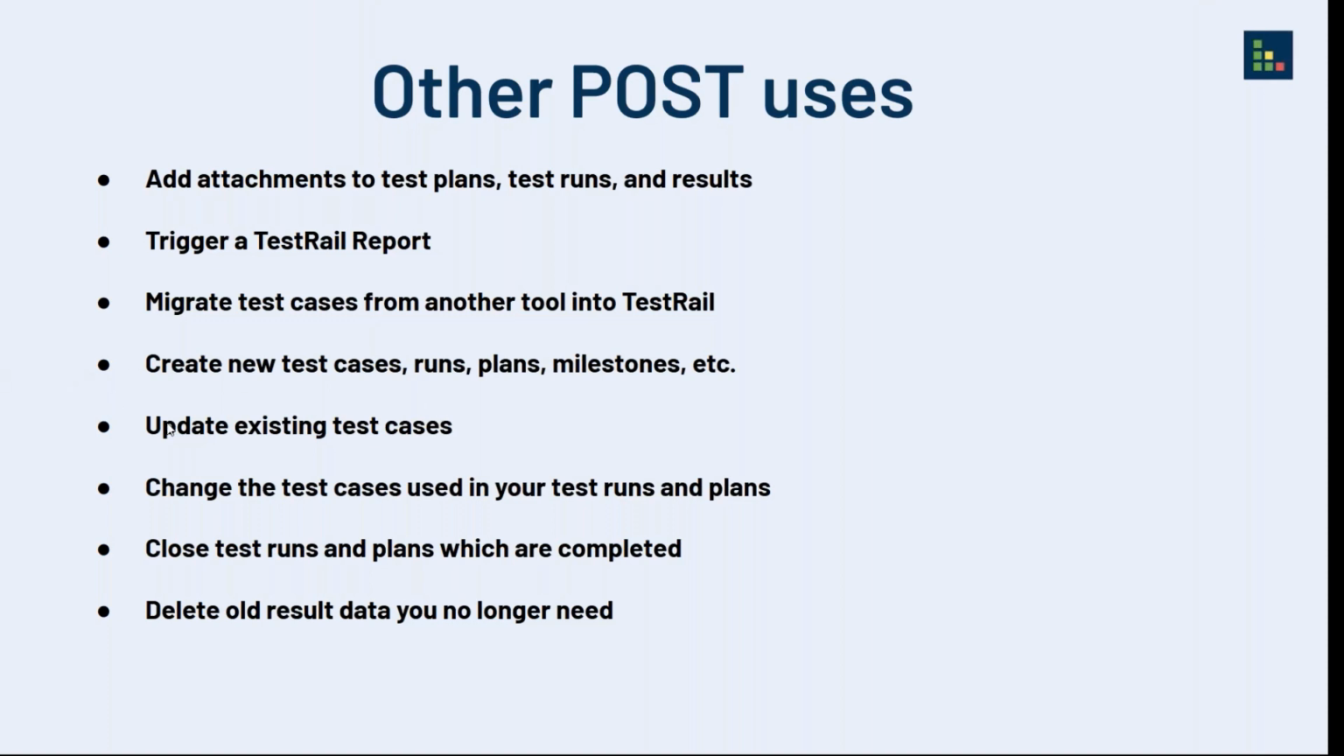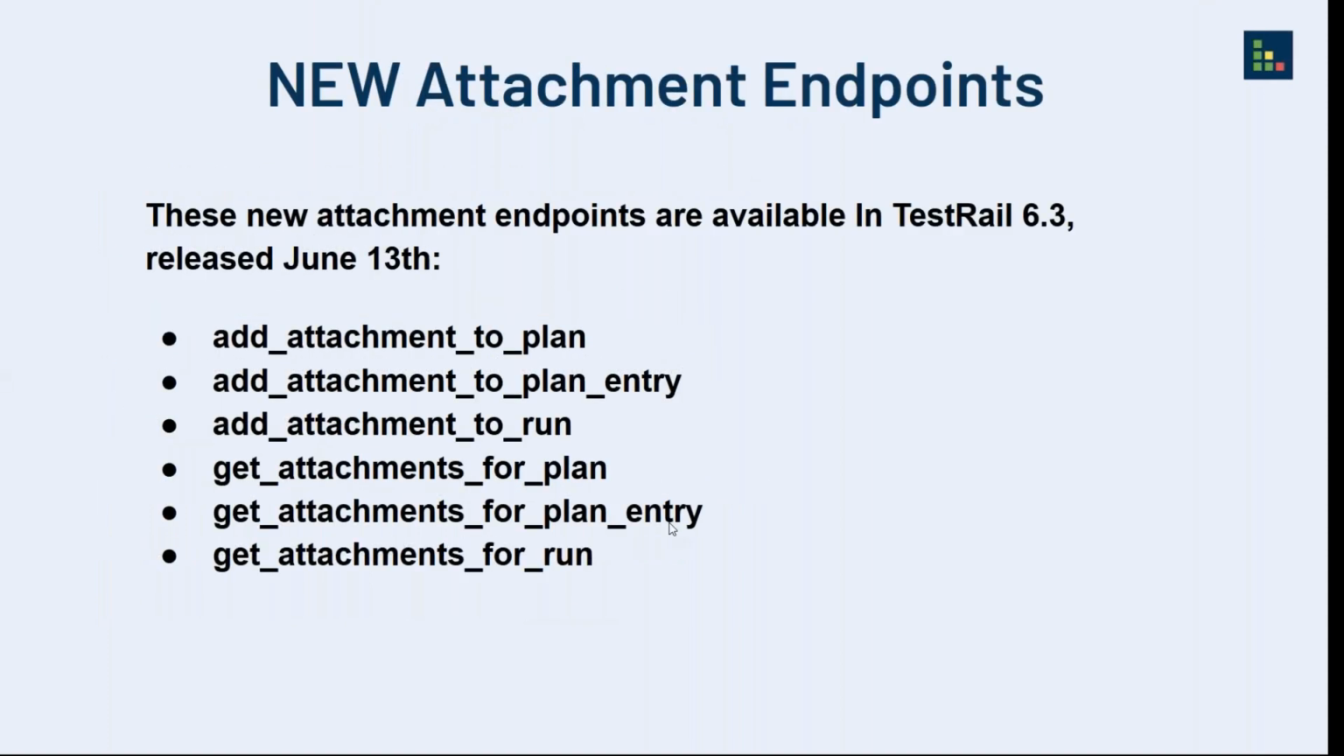There are also some new attachment endpoints available as of June 13th, released in TestRail 6.3. We have added add-attachment-to-plan, plan entry, and run endpoints, and also the corresponding GET requests to retrieve the attachments associated with test plans, test plan entries, and test runs. So these are all new API endpoints to go with the add attachment to result API endpoint that already exists.